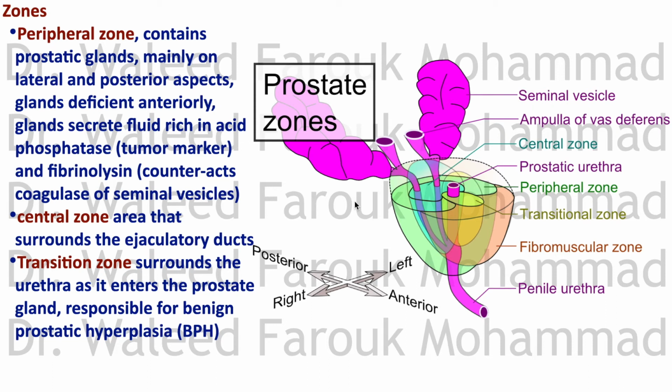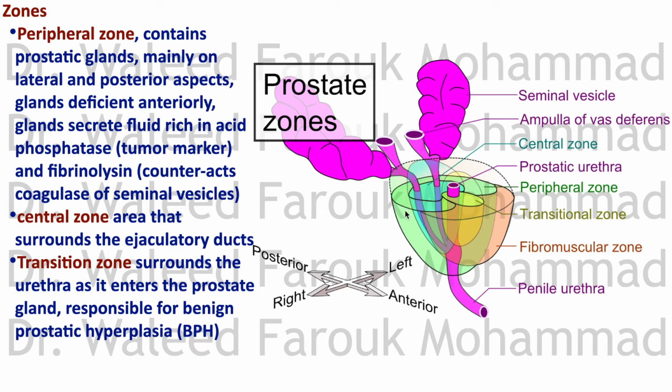Don't forget that. The fluid also contains fibrinolysin that counteracts the coagulative enzyme of the seminal vesicles, the coagulase. Because the ejaculate solidifies for a while, and then after that it turns into liquid again. Of course, this is after ejaculation. So these are the enzymes responsible for the shifting between the coagulative state and the dissolved state.